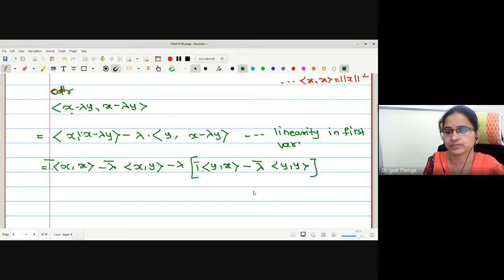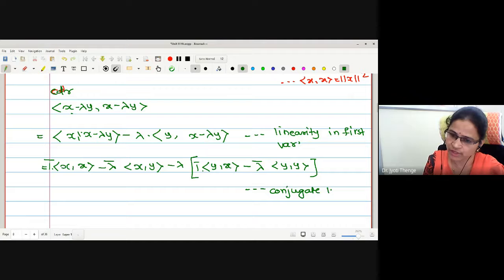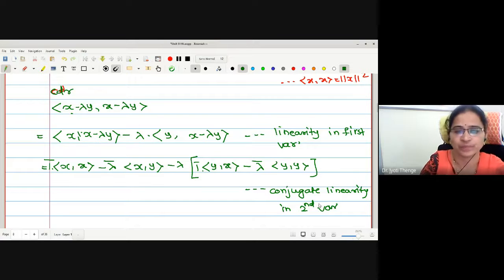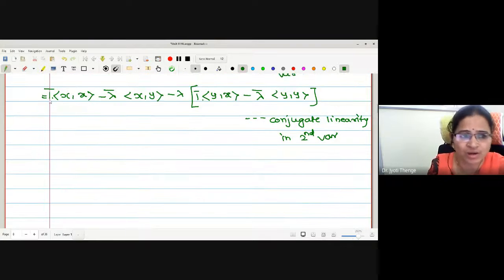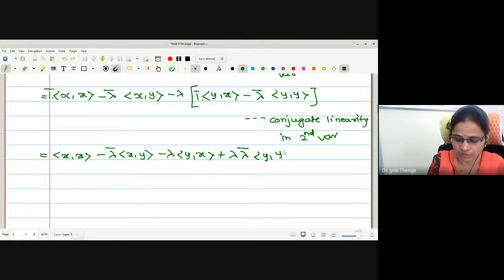Is that okay? Yes, ma'am. And the reason is this is conjugate linearity in the second variable. Now let us proceed. Now 1 bar is 1, therefore whether you write it or not, we will multiply with this lambda. Therefore this is inner product xx minus lambda bar inner product xy minus lambda inner product yx, and minus of minus, this is plus lambda bar inner product y with y.